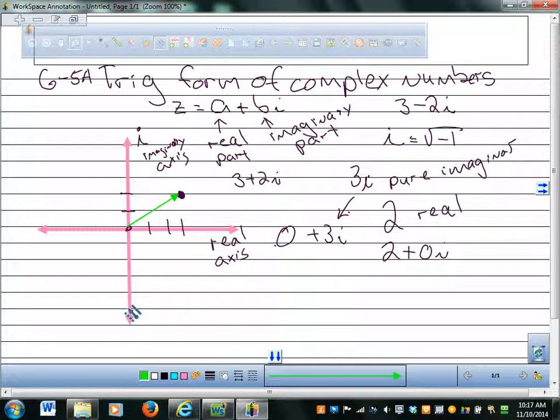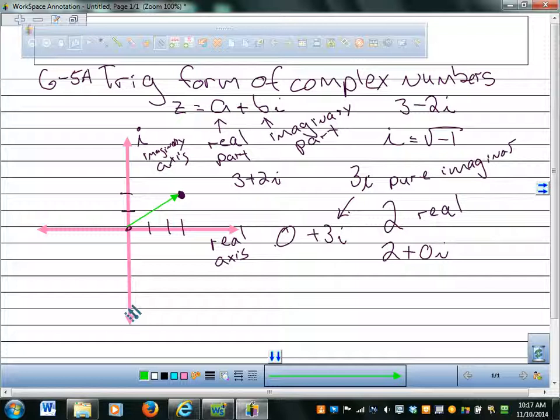Represented by a vector. It's not really a vector, but it's represented by a vector. Where's negative 2i? Because the modulus, which we're going to talk about in a minute, is the length, the distance from 0, 0 to that point. So negative 2i is right here.